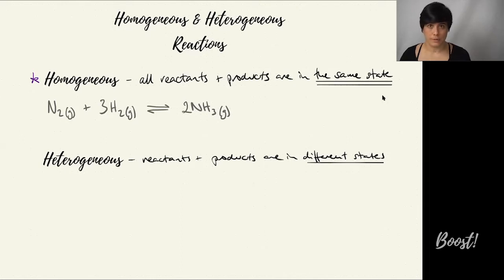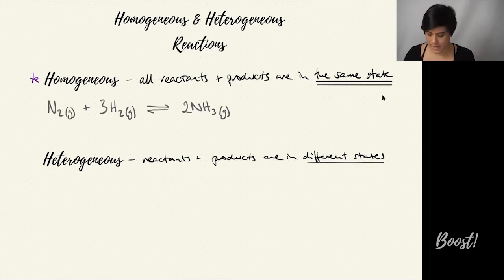It is possible, we'll talk about Kc later on, to write Kc equations for heterogeneous reactions, but we have to then ignore any species that are in that different state, such as if there's a solid, we just ignore the fact that that's there when we're talking about the Kc. So it's important to be able to distinguish whether you have a homogeneous or heterogeneous reaction.